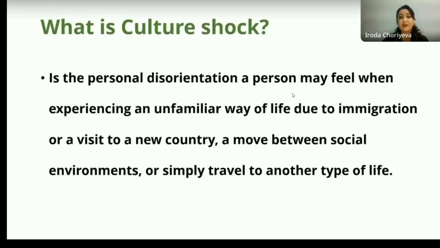Firstly, we should identify the notion of culture shock. What is it? Culture shock is a personal disorientation a person may feel when experiencing an unfamiliar way of life due to immigration or visit to a new country and move between social environments or simply travel to another type of life, for example, the purpose of education.